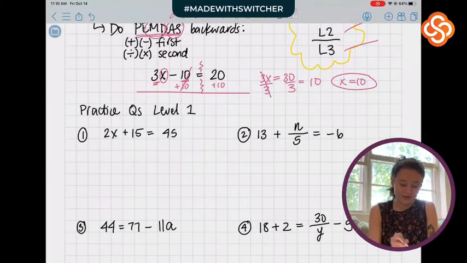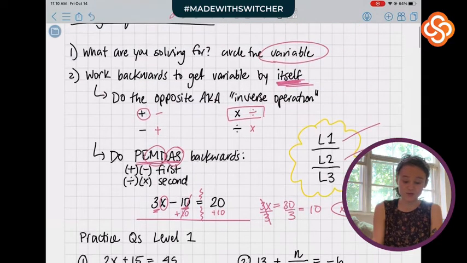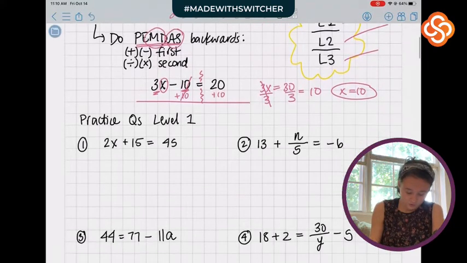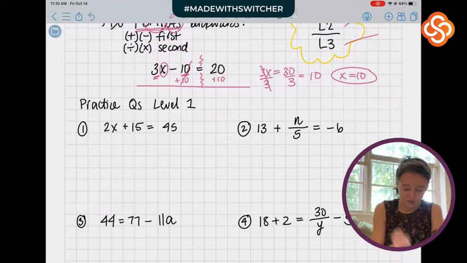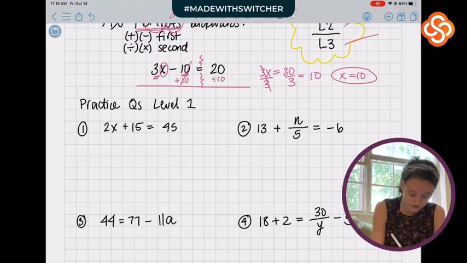All right, so practice questions level 1. We're just going to use what I just talked about, right? So we're going to do 3 things. First, we're going to circle the variable. We're going to see what is on the same side with the variable. And then we're going to figure out how to delete it and in what order to delete it. So here we have 2x plus 15 equals 45. What's the variable? Circle it.